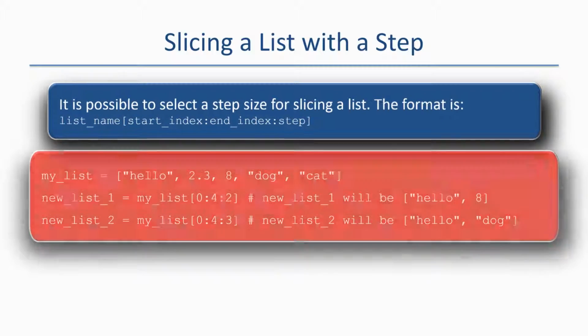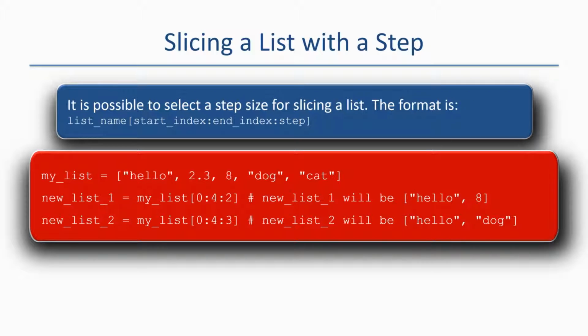Here are some examples. In the first line, I'm creating a list with 5 elements. In the second line, I extract a slice of the list which starts on index 0 and ends with index 4. This section will be a list which includes hello, 2.3, 8, and dog. Now, out of this slice, I select every other element, so the final result will be hello and 8.